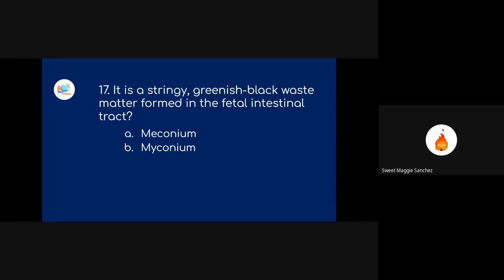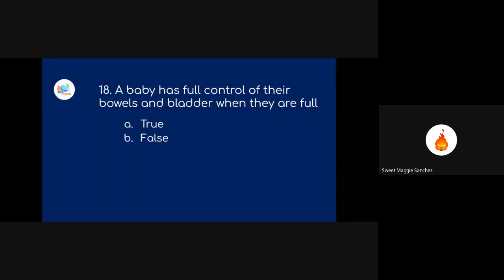Okay, timer stops. Question 18. A baby has full control of their bowels and bladder when they are full. Is it A, true, or is it B, false?